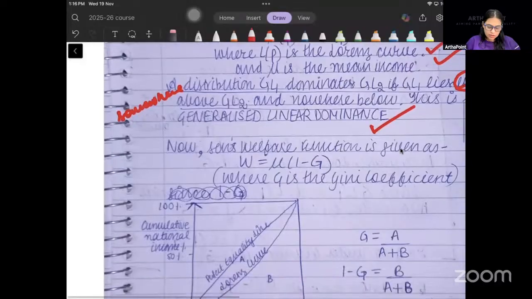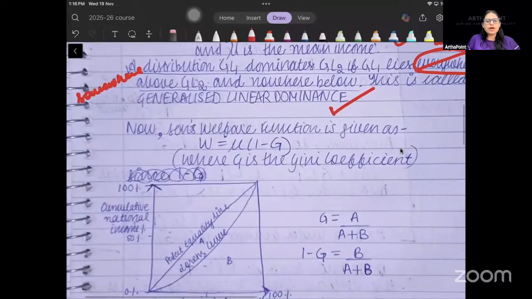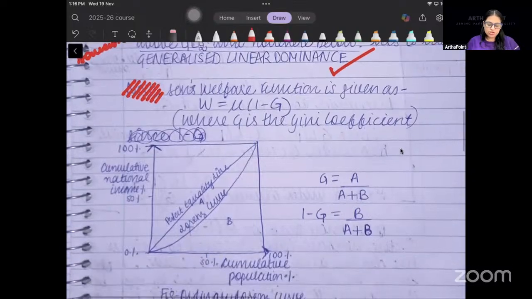Now another thing which is very important when you write answers: don't use words like let us see, now we see, now. We don't write that. So don't use these words. This is not good. You just say, since the welfare function is given as W is equal to mu times (1 minus G), where G is the Gini coefficient.